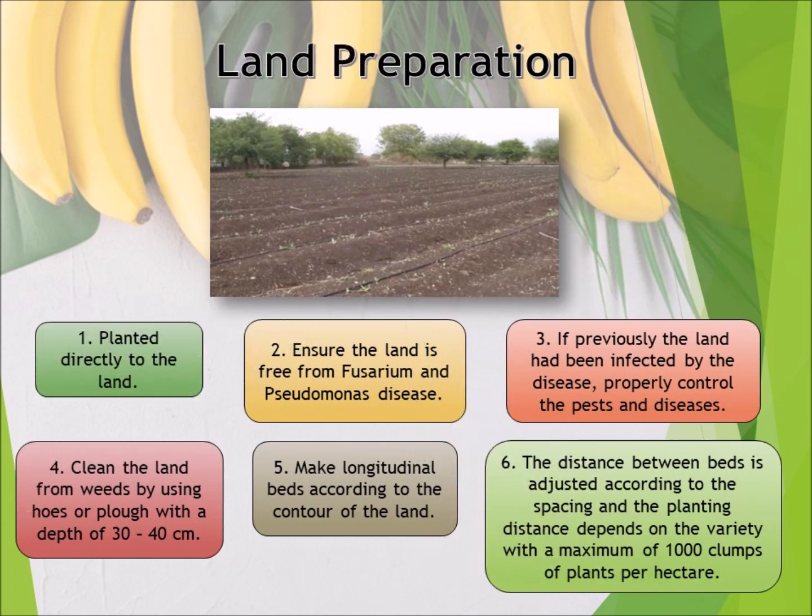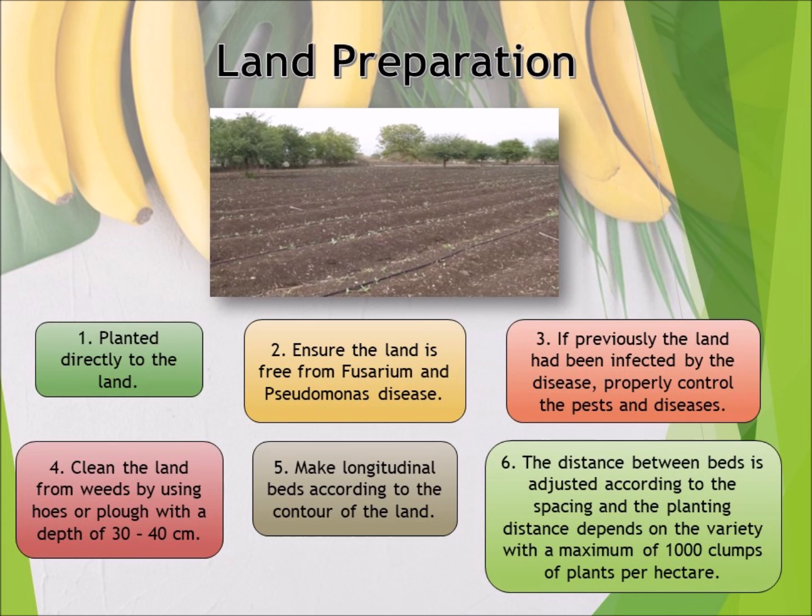Okay, so I will continue about the land preparation of banana. First, we must plant the crop directly to the land without need to transfer. Then, we must ensure the land is free from Fusarium and Pseudomonas disease, which is the main disease that attack banana. If previously the land had been affected by the disease, properly control the pest and disease. Then, clean the land from weeds by using hose or plough with a depth of 30 to 40 cm.